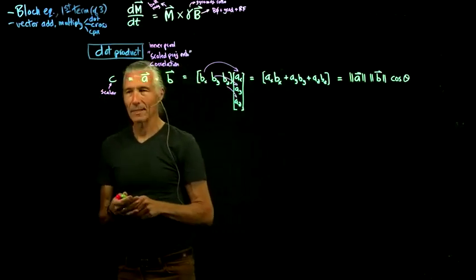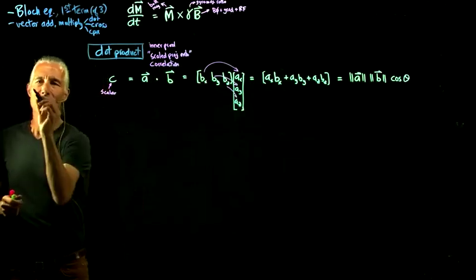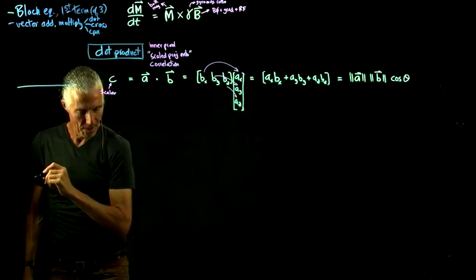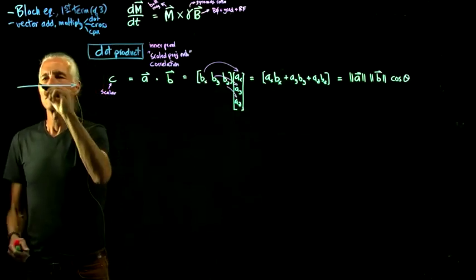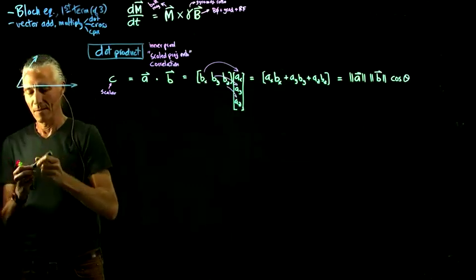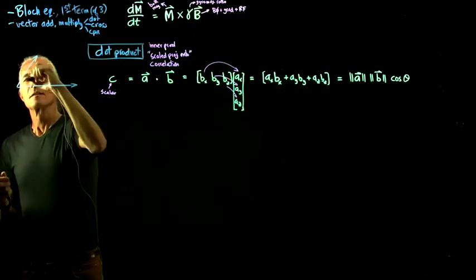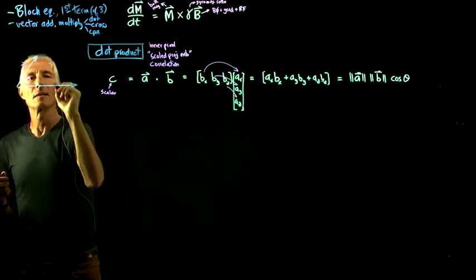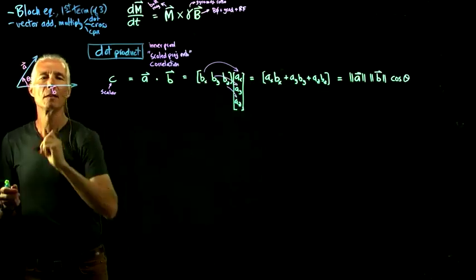So let's just draw the vectors out here. Here's a b vector, and here's an a vector. There's the angle between them. So that's the a. Here's the b.